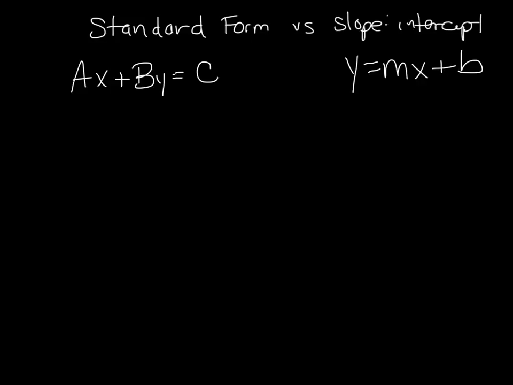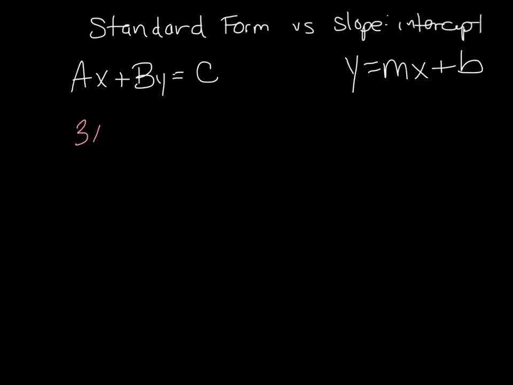The other special thing is that all of a, b, and c have to be whole numbers. You cannot have a decimal or fraction there. And so that's the tricky part when you're trying to make something standard form, is the fact that you can't have a fraction. So I'll just give you a couple examples here.